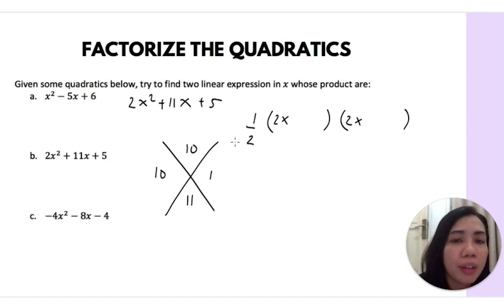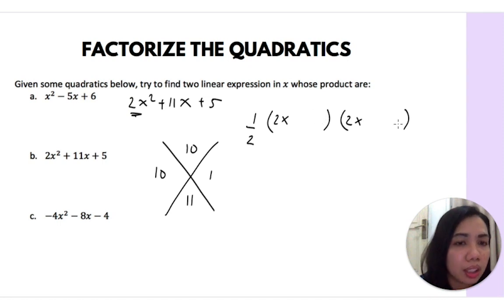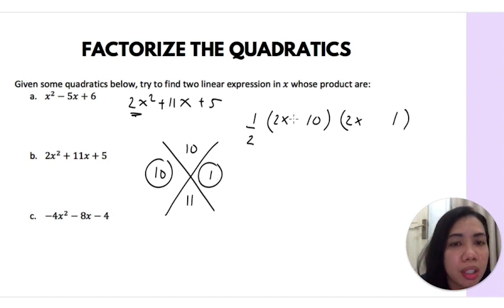Okay, now whenever I multiply a half times 2x times 2x, we'll have the same thing in here, 2x squared. Okay, the next thing, we have to put two numbers here. We can put 10 and 1. Because we have a positive number here and a positive number here, we can put a positive sign here. And then we can simplify this by multiplying this half into this first bracket.